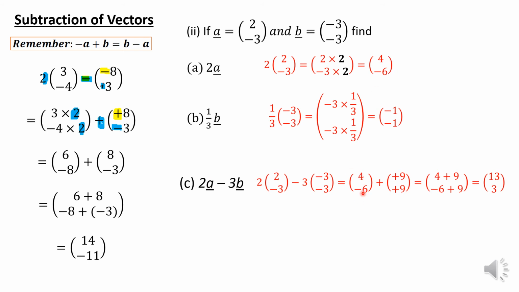In this particular instance, we know what our 2A is already: it's (4, -6). But now we're going to subtract 3B, and we know that B is (-3, -3). Here you have to be careful with your signs, because a negative and a negative yield positive values. That is why I'm eventually ending up with my final answer (13, 3).